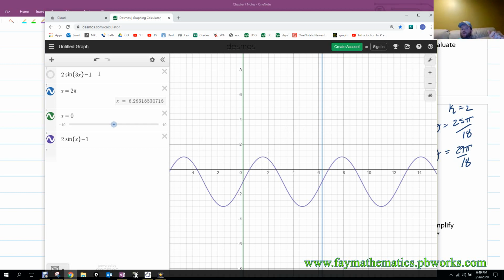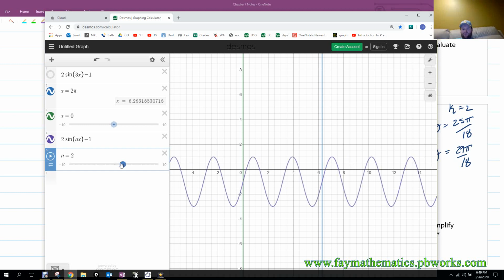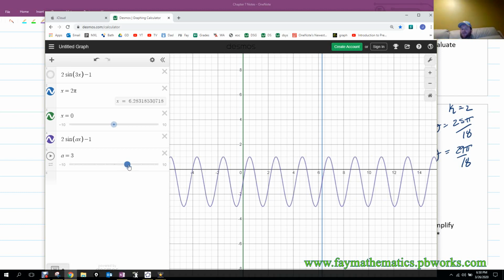So what does this 3 ultimately do? It takes the number of solutions that we had and essentially triples it. So let's see if I can do this. Let's put an A here, create a slider for A, and let it only move by steps of 1. So we can see now that when I move that A to 2, so this would be 2 sine of 2x, we have more solutions happening inside because we squeezed that graph down. And then we get to 3x, we squeezed it down.